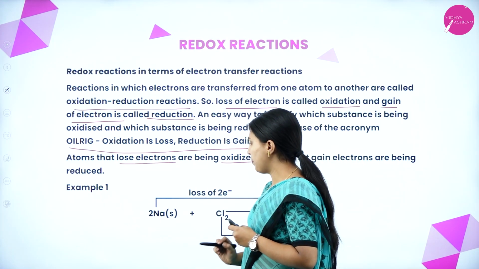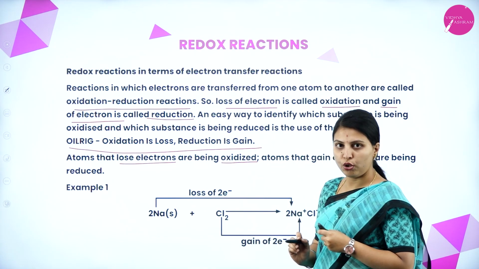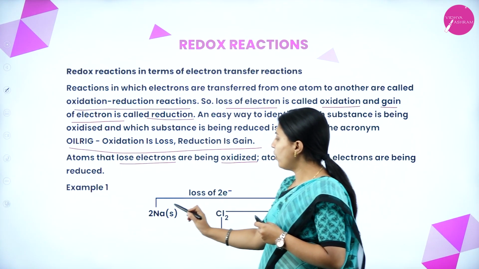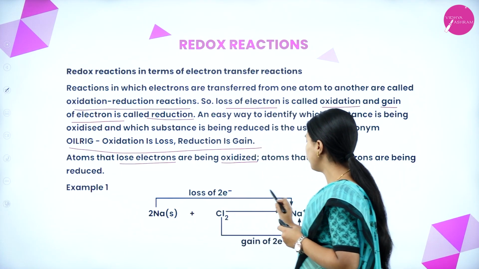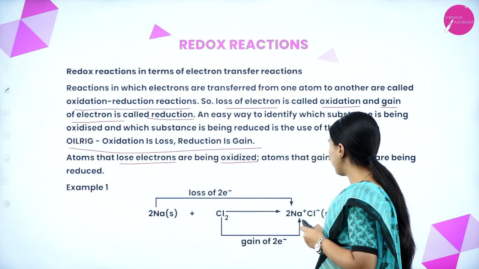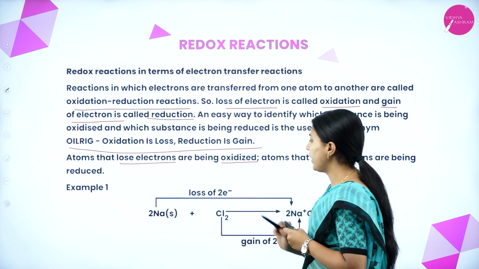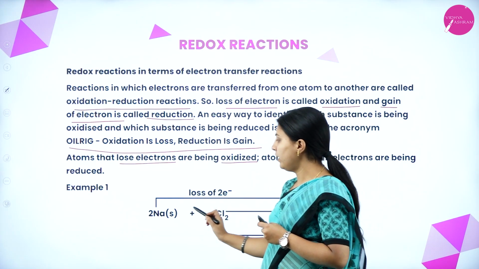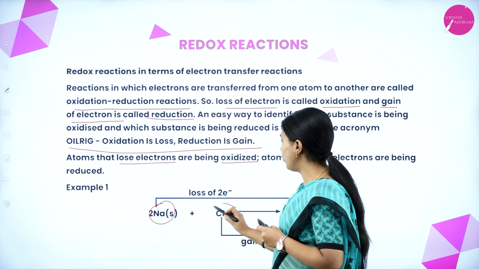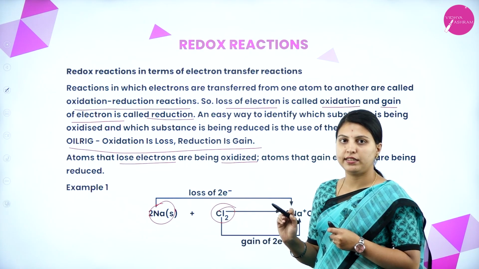We will see one example. See here, this is sodium and this is chlorine. To form sodium chloride, here loss of 2 electrons is going to happen, and here gain of 2 electrons will happen. Here loss of 2 electrons, here gain of 2 electrons. Then this is going to be oxidized and this is going to be reduced. Like this you have to analyze.